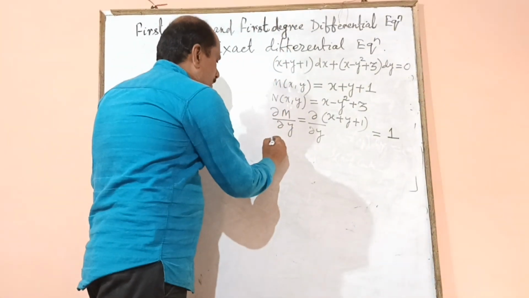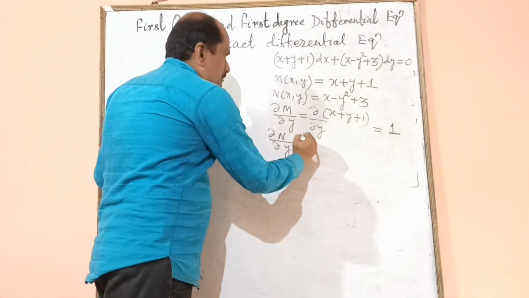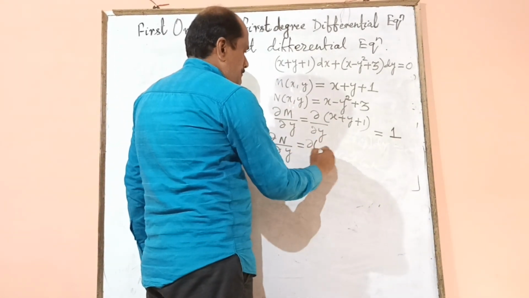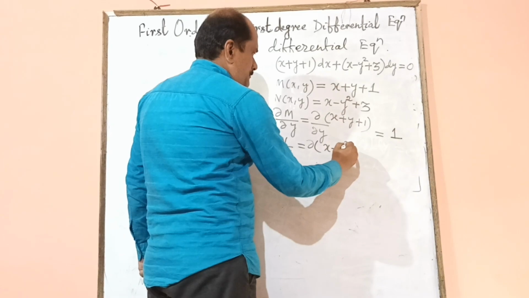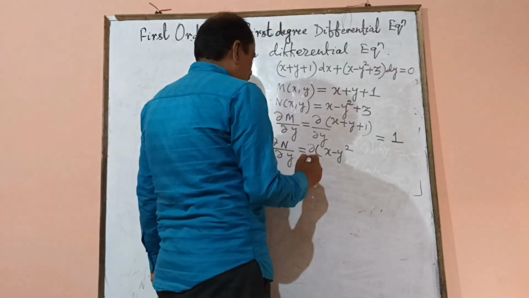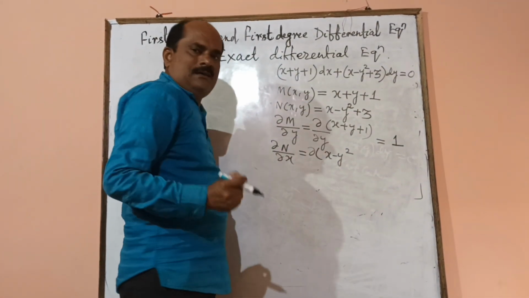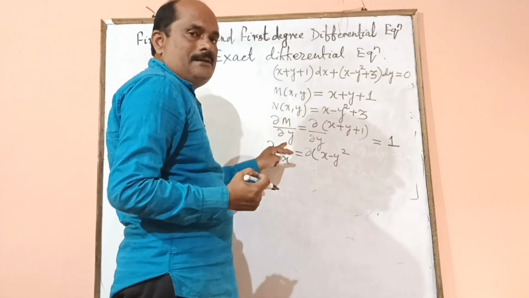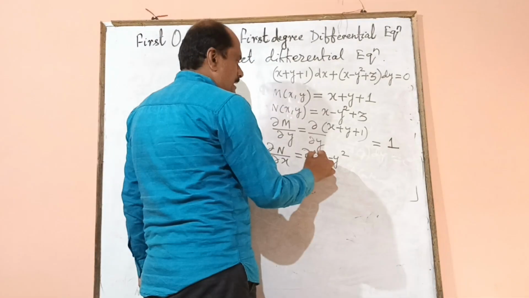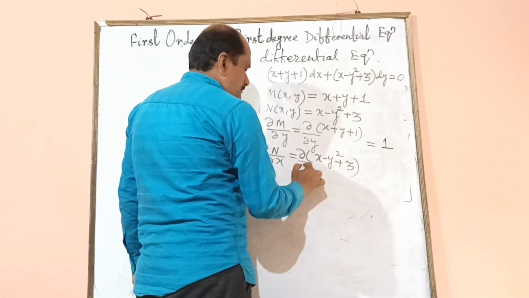Partial derivative of N with respect to y. What is the value of N? x minus y square. Sorry friends, I made a mistake. Partial derivative of N with respect to x. Partial derivative of x minus y square plus 3 with respect to x.